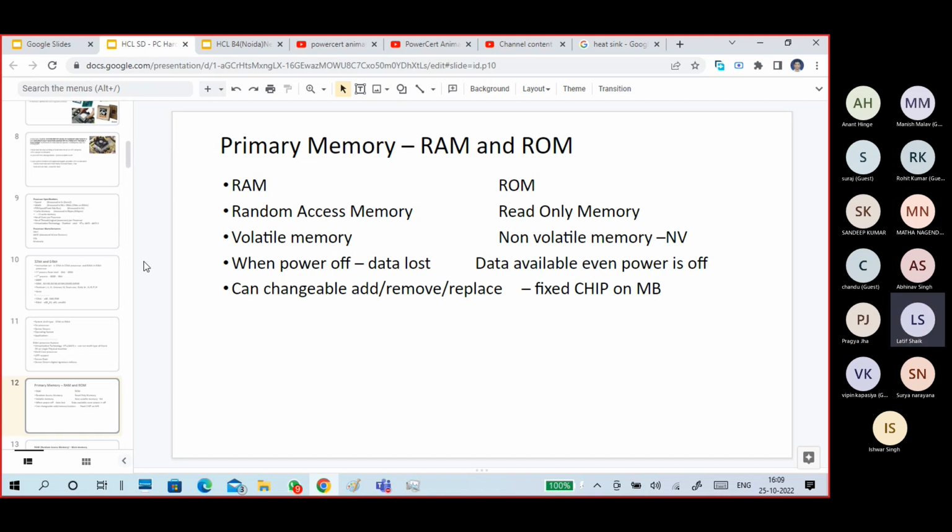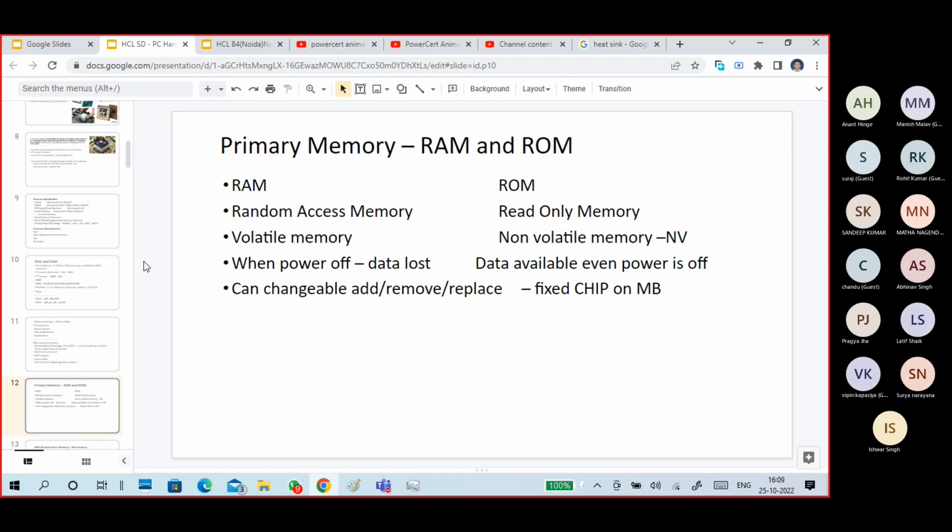So next one is memories. There are two types of memories, primary memory and secondary memory. Primary memory: you have RAM and ROM. Secondary memory: hard disk, CD-ROM, floppy disk, these are all secondary memory devices. Floppy disks are not there now, so no problem. So what are the primary memories? RAM and ROM.